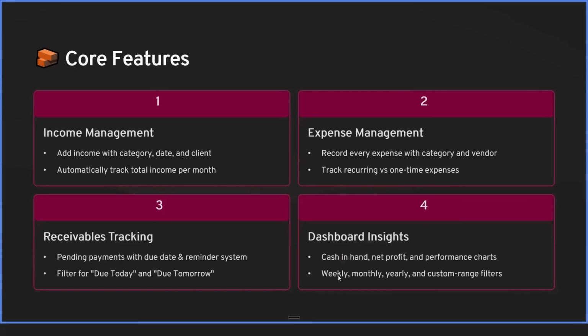So, what are the features available in this vibe coding app? We'll have income management, where as an admin I'll have the provision to add income, right? What category of income does it belong to? Maybe it's a recorded course or live course. Which date the amount flows in, and who is the client who paid this income. And I should be able to automatically track the income per month, per week, right? I should be able to track it on a timely basis.